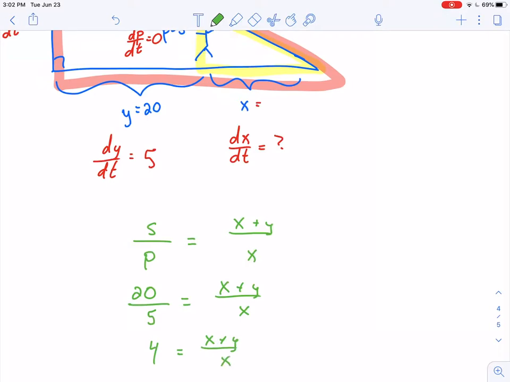And I could go ahead and take the derivative right now if I really wanted to, but I'm looking at this side and this side looks a little bit ugly.